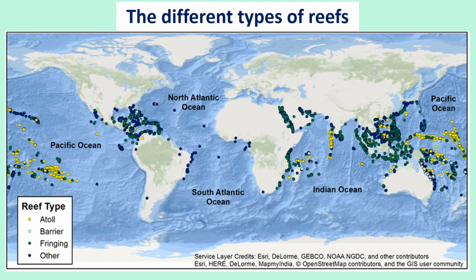If you have a look at the key at the bottom, there's something called other, and what that relates to is something just called patch reefs, so just slightly smaller areas of reefs. You'll notice that there's some patch reefs just off the west coast of Africa and off the east coast of Brazil as well. They're smaller, they're not usually where we find the main coral reef ecosystems.